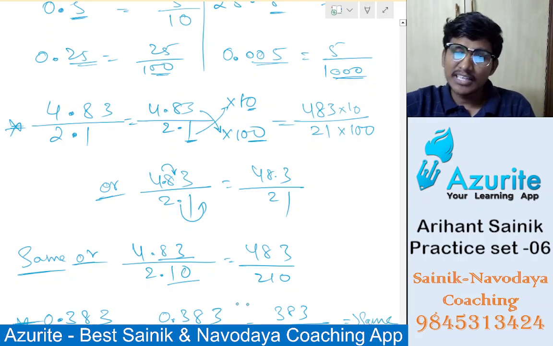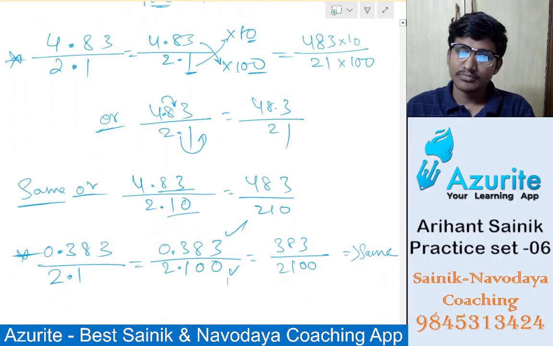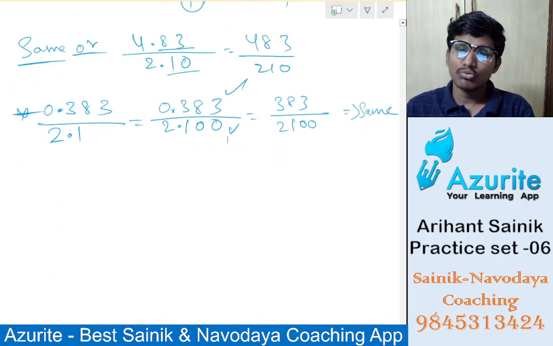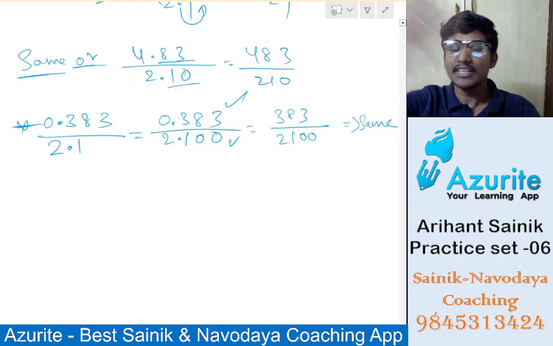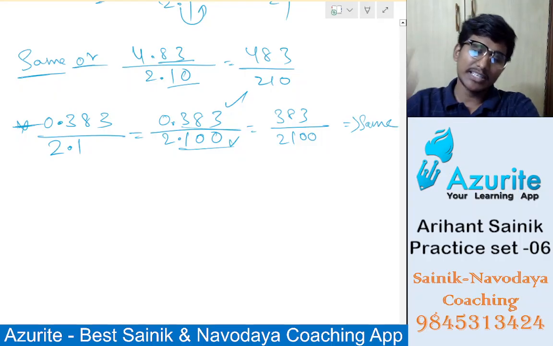Understand? Here also 3, here also 3. Sir, can you scroll up? I'm not able to see. Okay? So that is what we have to do. We have to make the same and remove the decimal places. Here also 3, here also 3. Okay? That we can use.